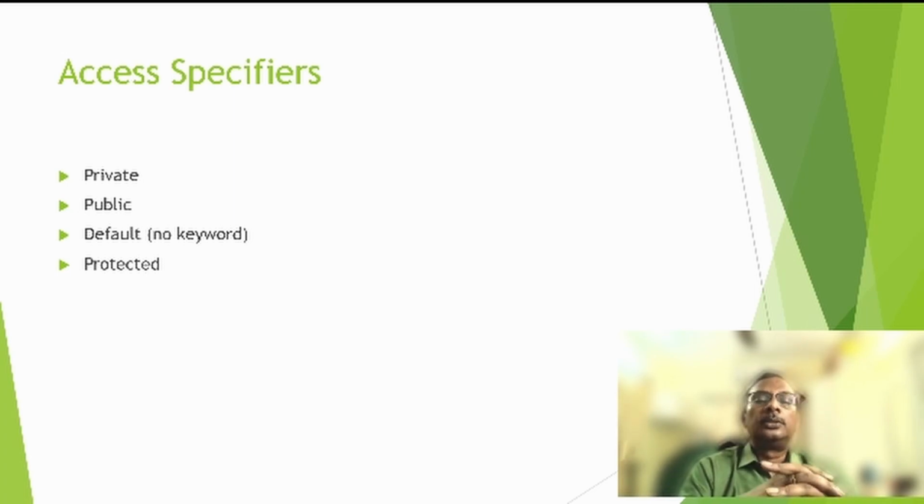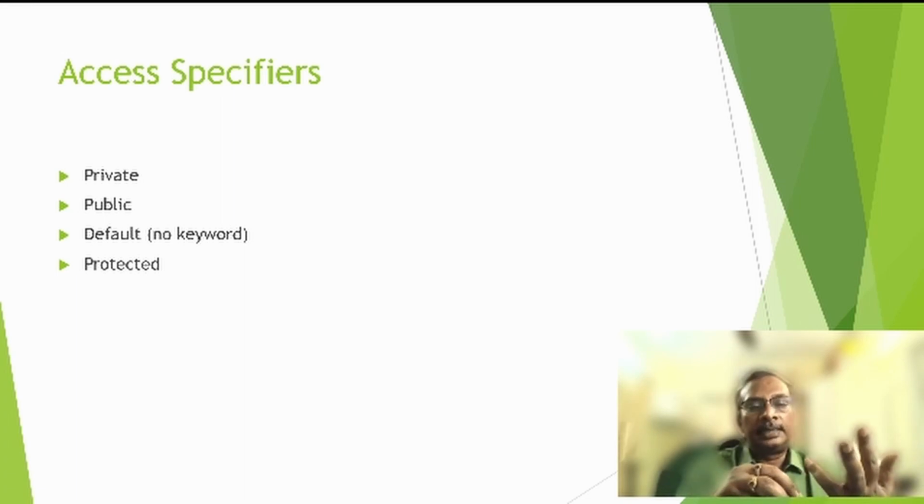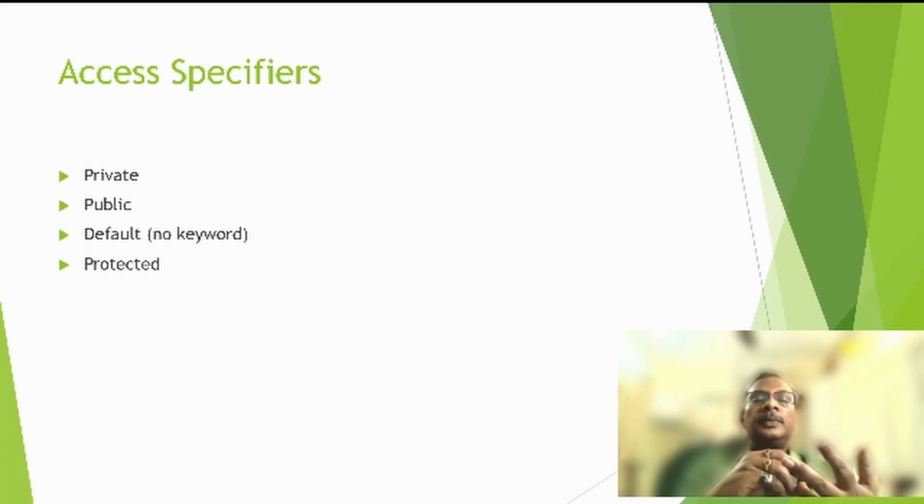All right. So to summarize, private completely restricts access to within the class only. Public doesn't have any restriction. It allows the variable or function to be accessed from anywhere by anybody. Default is package specific access. I will also explain in detail about packages in the future. So it's package specific access.